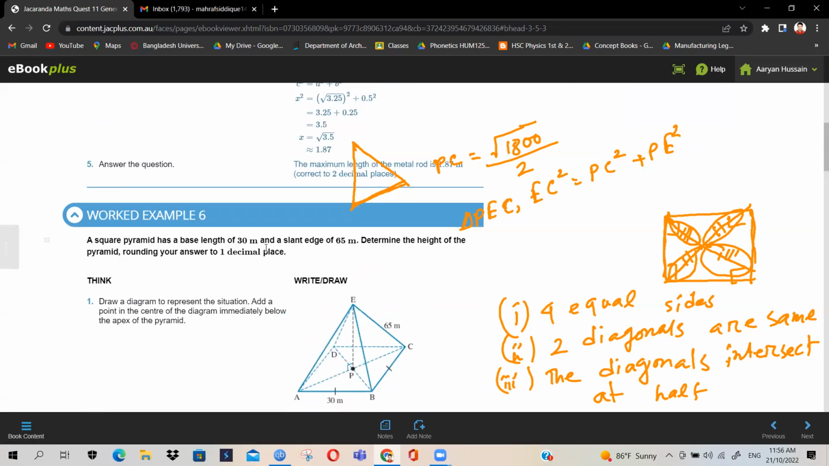This is a very conceptual and very important math as well. I like this math very much. First of all, you will have to get the diagonal of the square shaped base, and based on that you will have to calculate the height of the pyramid.